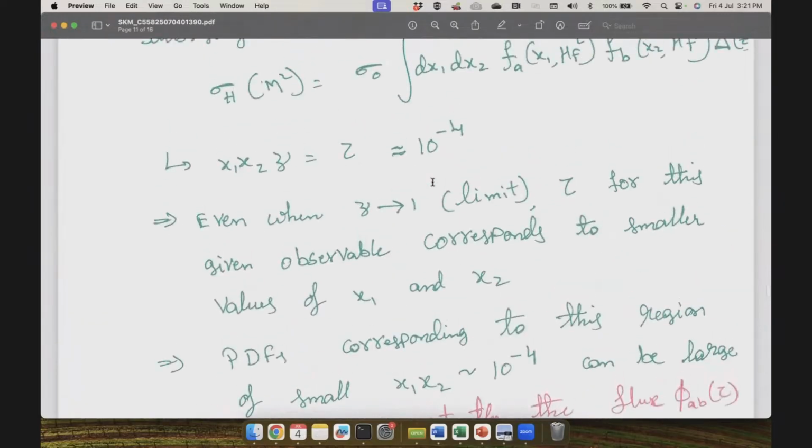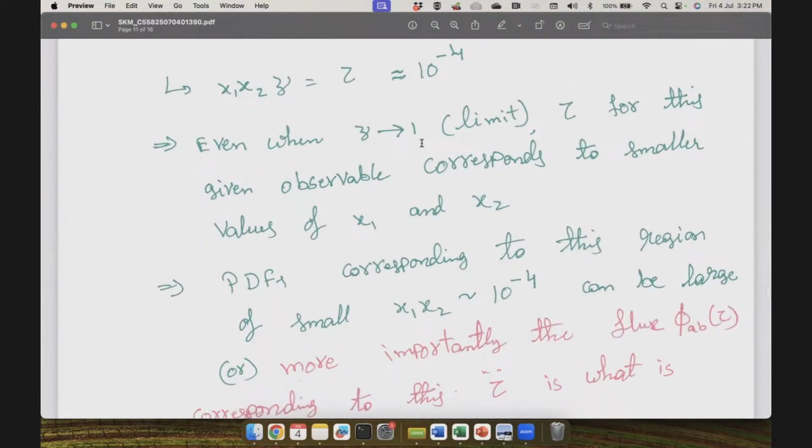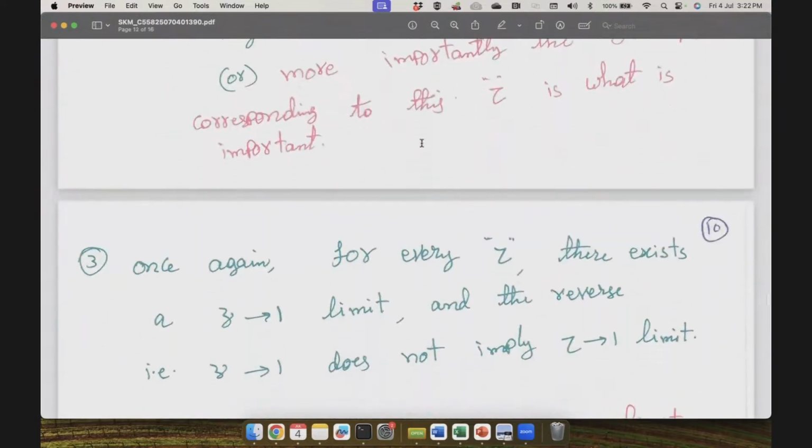Tau is always fixed for the given final state and for the given emission energy. Tau value is always fixed. And in that case, when z equals 1, what happens to the x1 and x2 values? Based on that, we are interpreting the contribution coming from the parton fluxes.